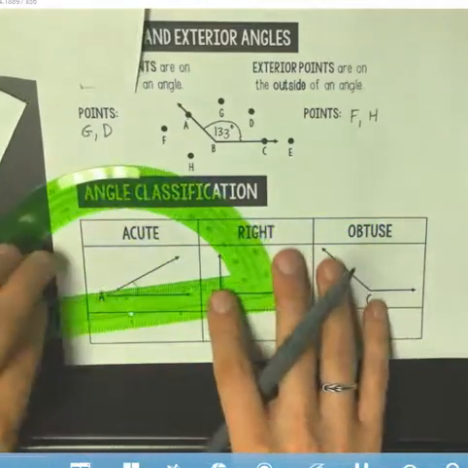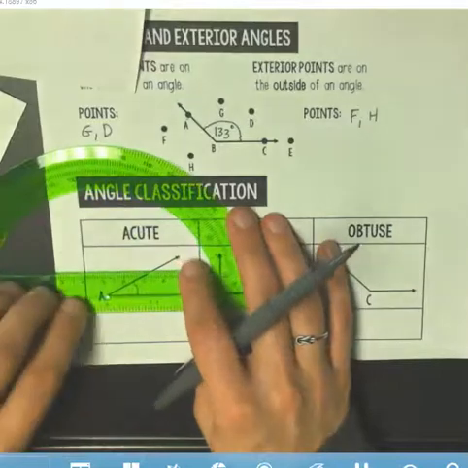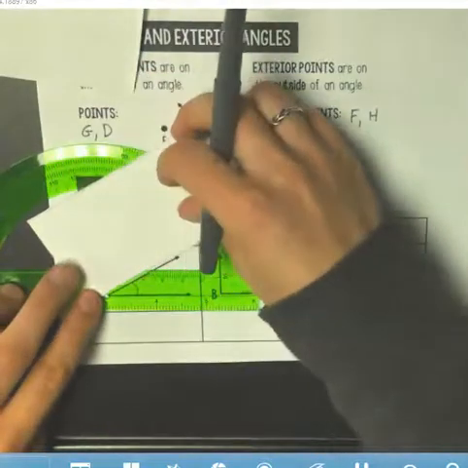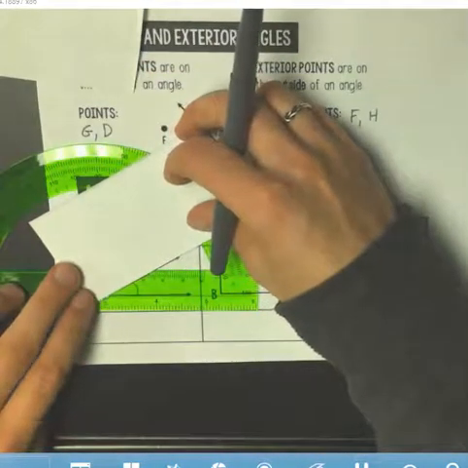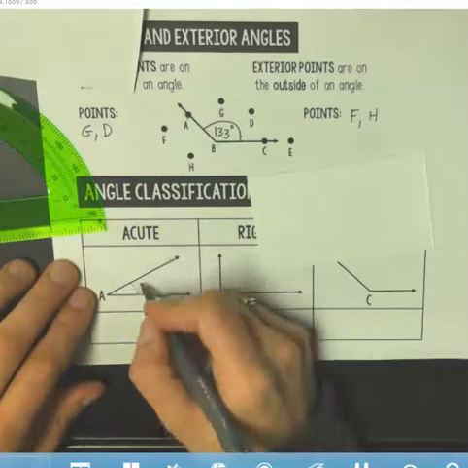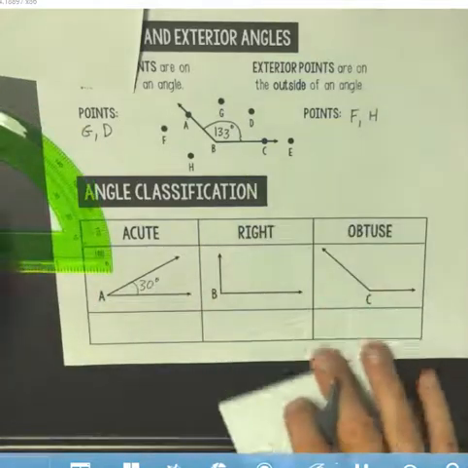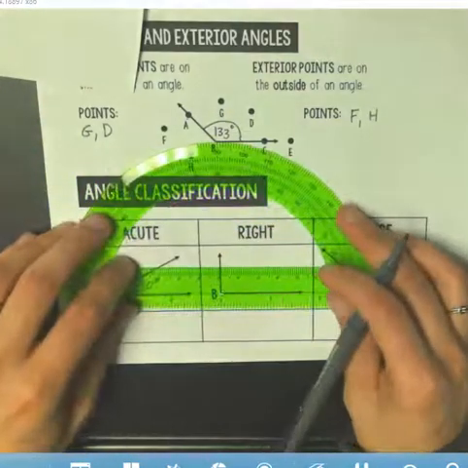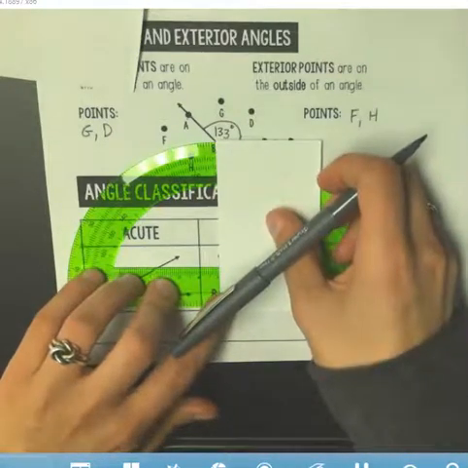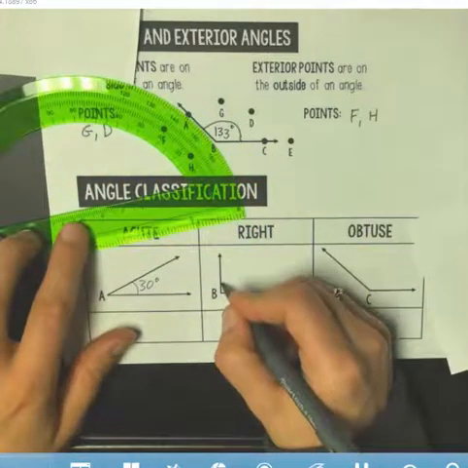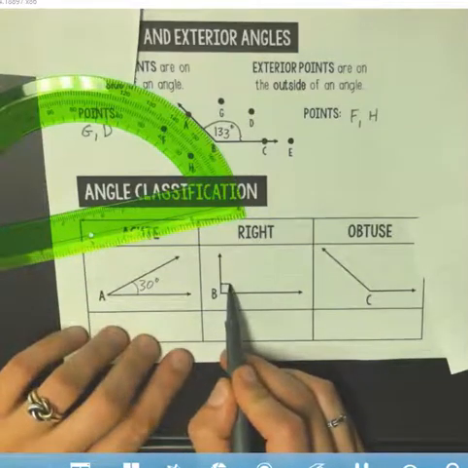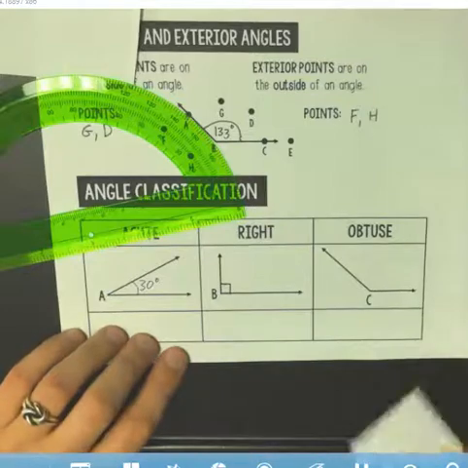I want you to measure each one of these angles as well. So this angle right here appears to be right around 30 degrees. So you're going to write 30 degrees in here. This angle right here, I'm lining it up again. This angle appears to be 90 degrees. So for 90 degree angles, instead of writing 90 degrees, I put a little square inside of that to show 90.